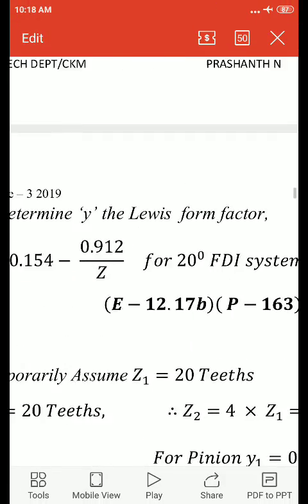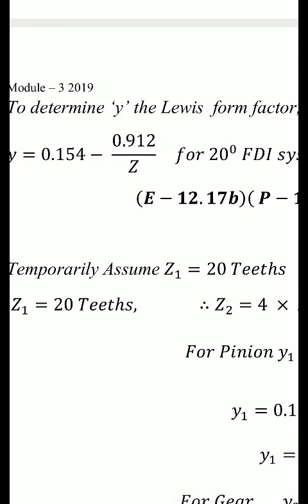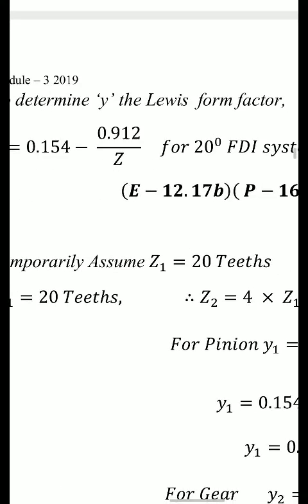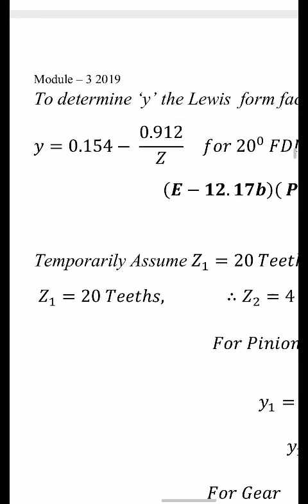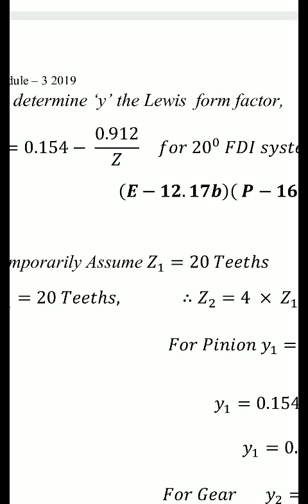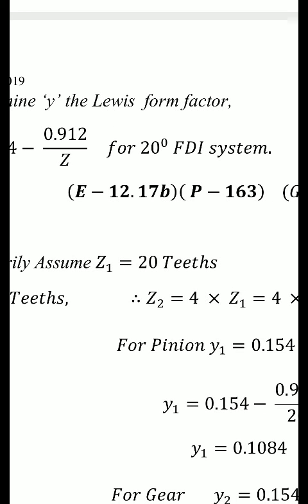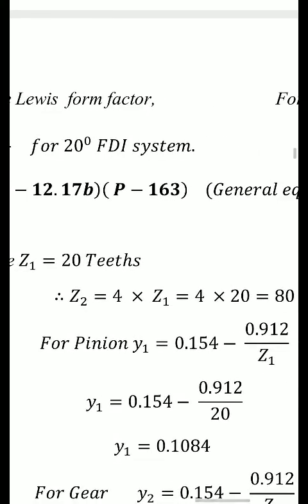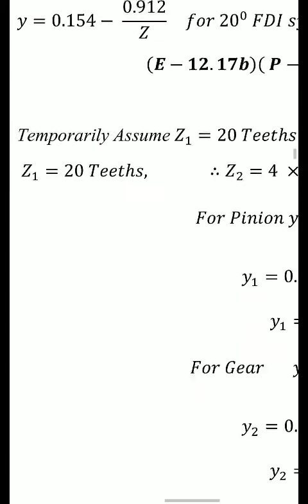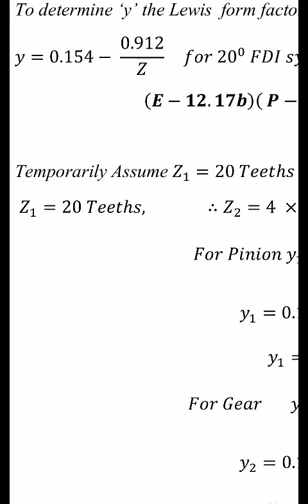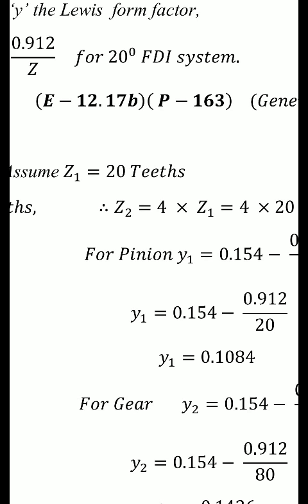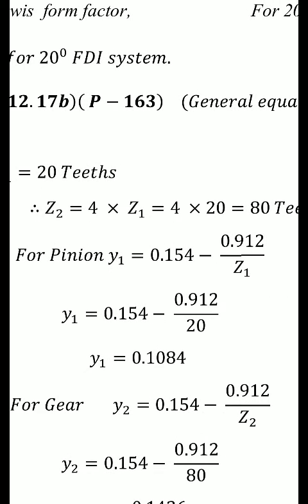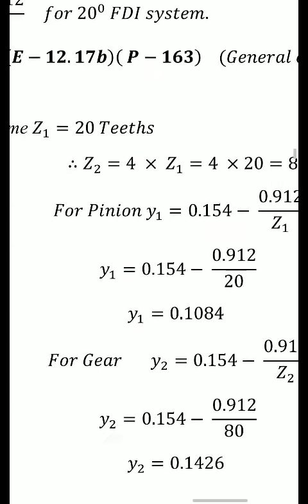Next, go to determine Y, the Lewis form factor. Form factor Y is equal to 0.154 minus 0.912 by Z for 20-degree full depth involute systems. Equation 12.17b, page number 163, general equations. Temporarily assume Z1 is equal to 20 teeth. So that Z2 is equal to 4 into Z1, is equal to 4 into 20, 80 teeth.